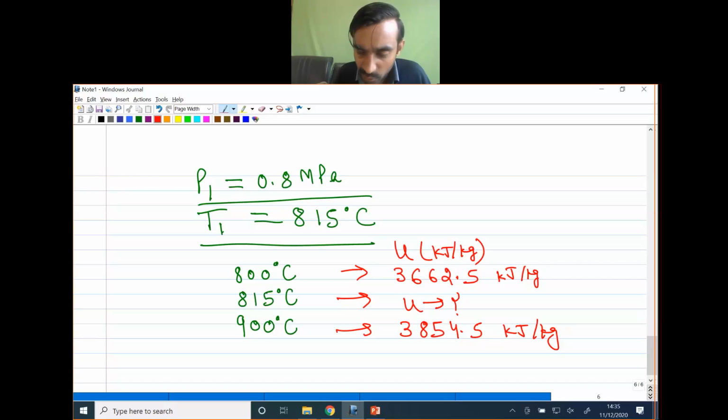Now I will not write the detailed equation, rather I'll give you the final value. If you apply linear interpolation, finally you will find your internal energy corresponding to 815 degrees Celsius and pressure of 0.8 megapascal is 3691.5. Yes, correct. It is 3691.3 kilojoule per kg if you are going to be precise. So it's 0.3 instead of 0.5. Okay, so this is how we can determine it.